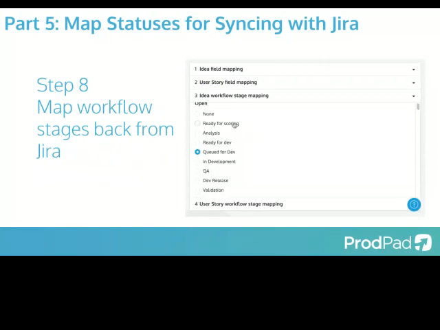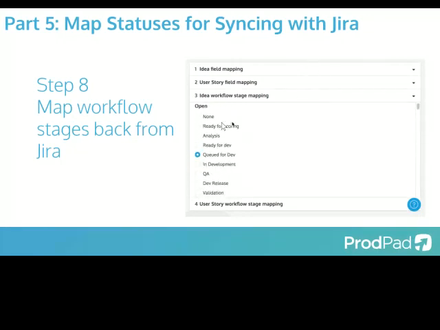The next step is to map out the workflow stages. So in ProdPad, every idea starts off as a new idea, but you can set up different workflow stages. You might have a few stages that outline what's happening as it's being spec'd in design, another few stages that outline what's happening in development, and then other stages that happen after that. So again, the items in bold are the Jira statuses. And again, these can be configured as well.